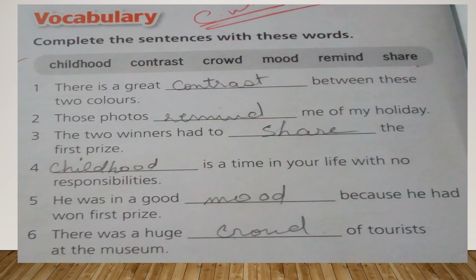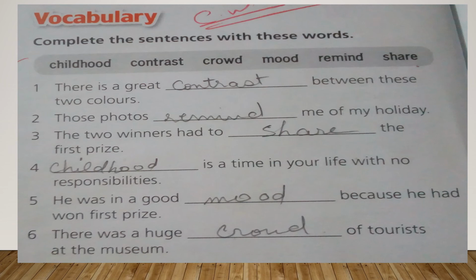Vocabulary. Complete the sentences with these words: childhood, contrast, crowd, mood, remind, and share. 1. There is a great between these two colors. There is a great contrast. There is a great difference. Excellent. 2. Those photos me of my holiday. They remind me of my holiday.